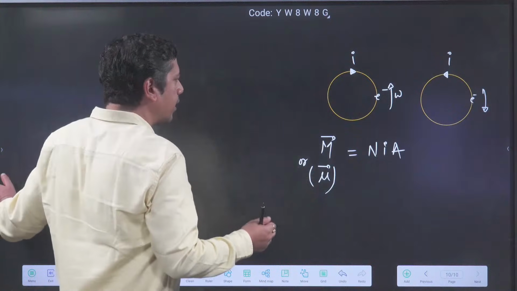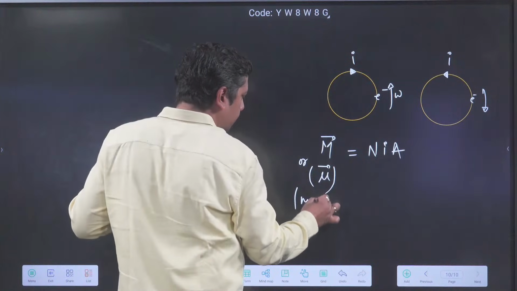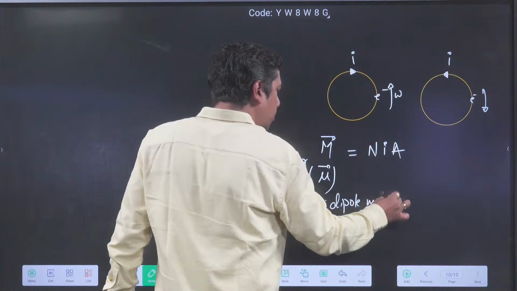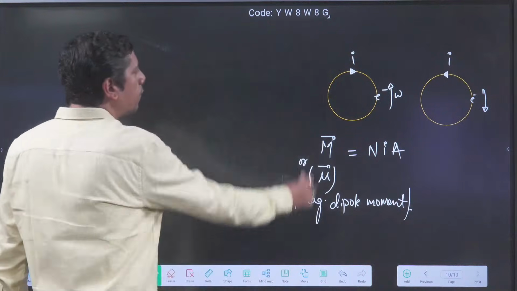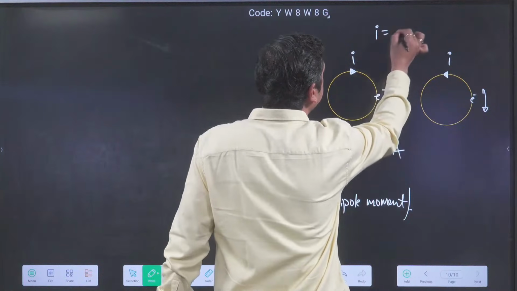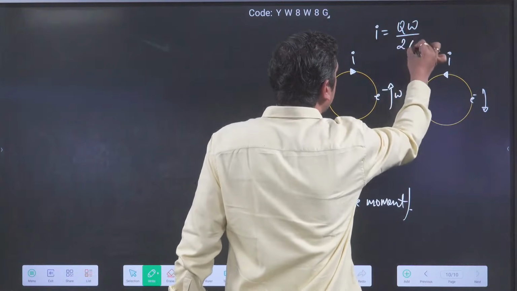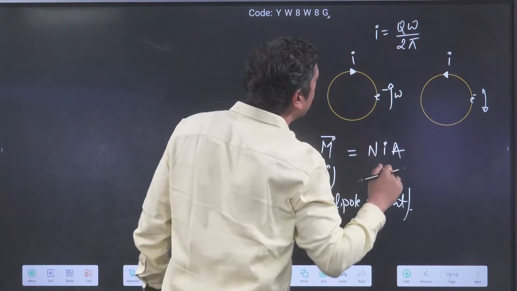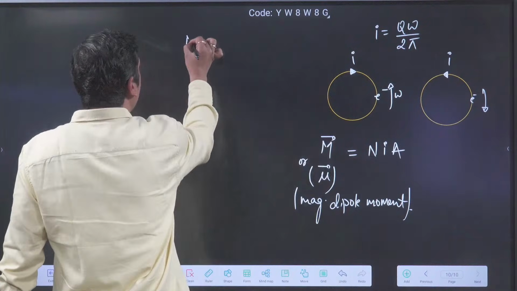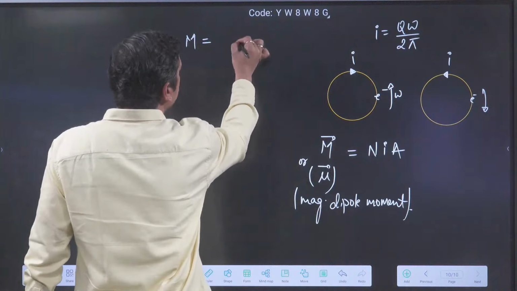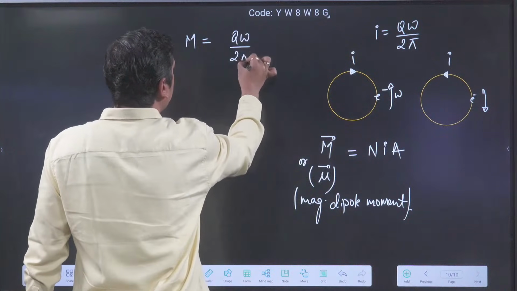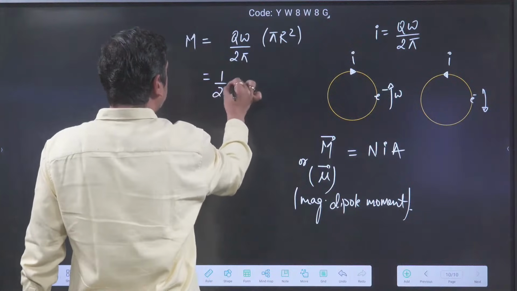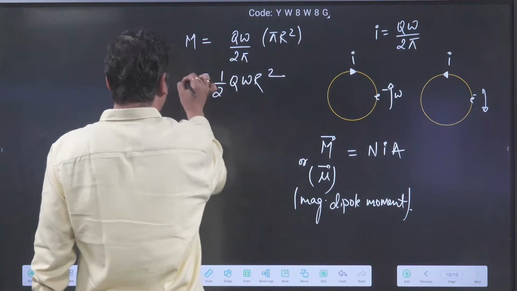Oh, sorry, we discussed electric dipole moment earlier. Here we are talking about magnetic dipole moment. So if you find I, I is q omega by 2 pi. A charge going in a circle makes a current q omega by 2 pi. Then m or mu we can define as I into A. Let's say the radius is r. So it becomes half q omega r square.